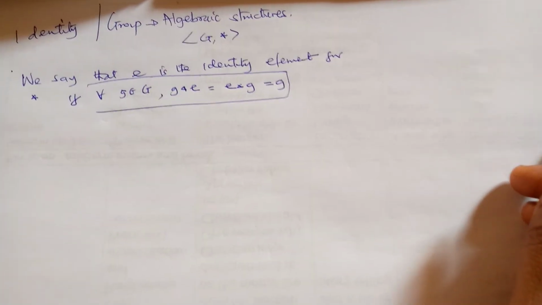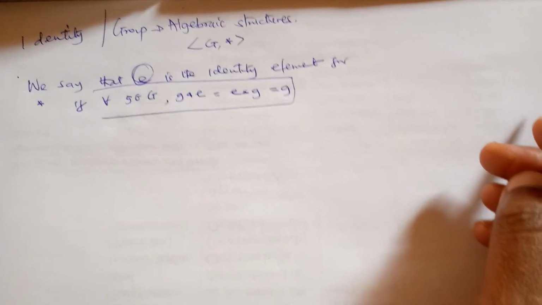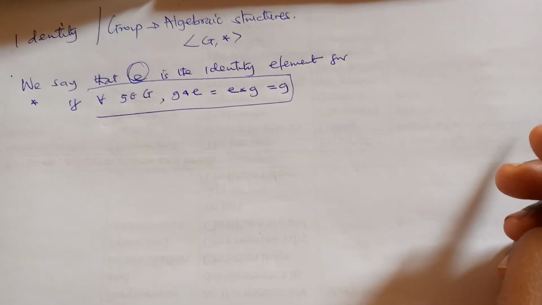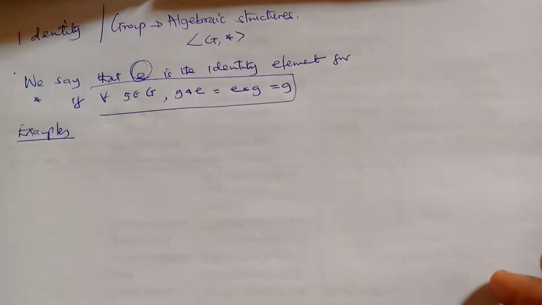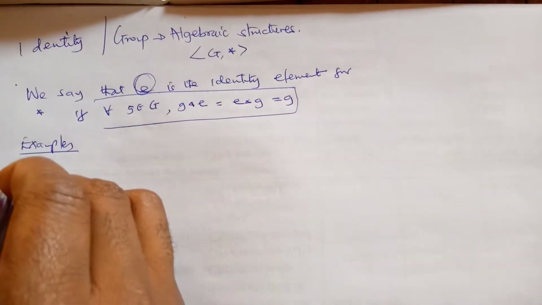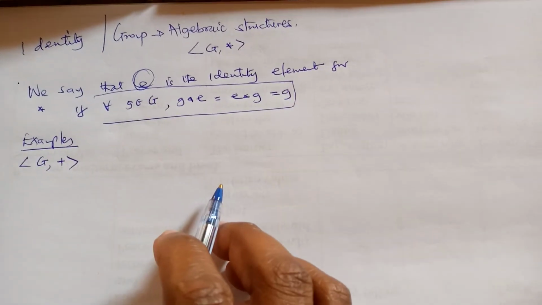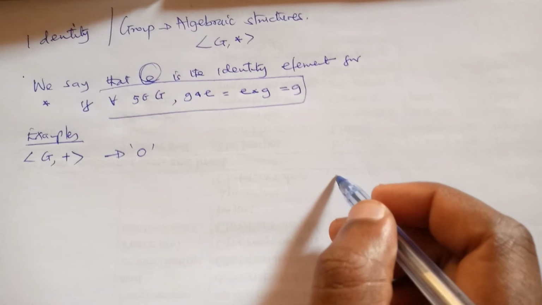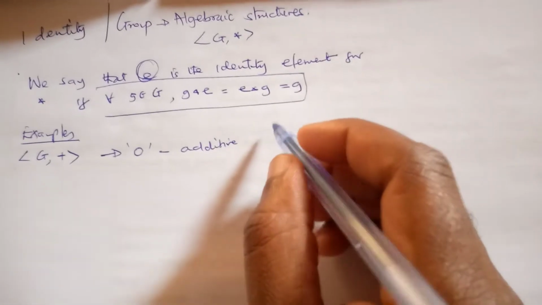So if this rule is satisfied, then you know that this particular e is the identity element of that group or that set. So this tells us, if we look at some examples of elements which behave so, you find that 0, if you have a given set G and addition, this element here will be known as the additive identity.